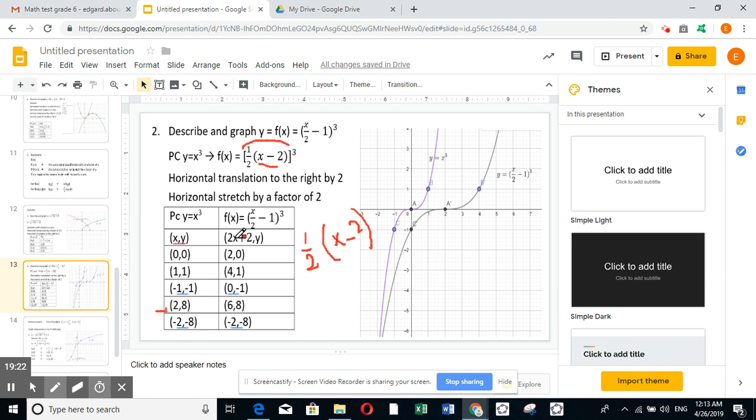If you replace x by 0 here and y by 0, you have 2 zeros. So the point A will be A prime, the image. If you have 1, 1, you're going to get 4 and 1. This 1, 1 will be 4 and 1. X is 4, y is 1. If you put minus 1, it will be 0, y is minus 1. So this point will be here 0, minus 1, and so on.